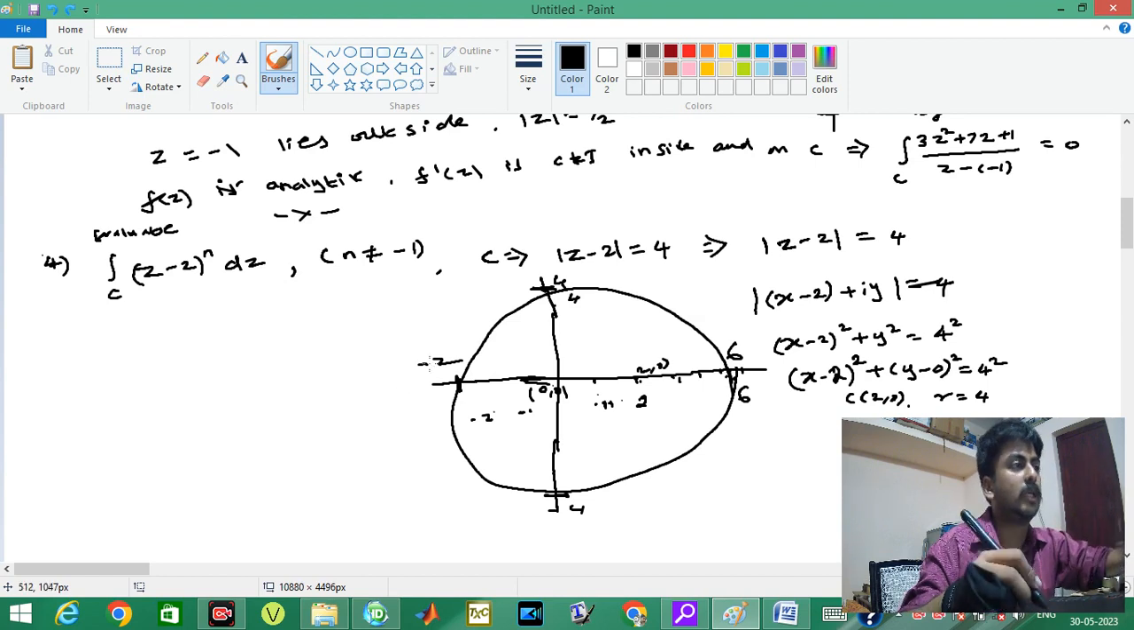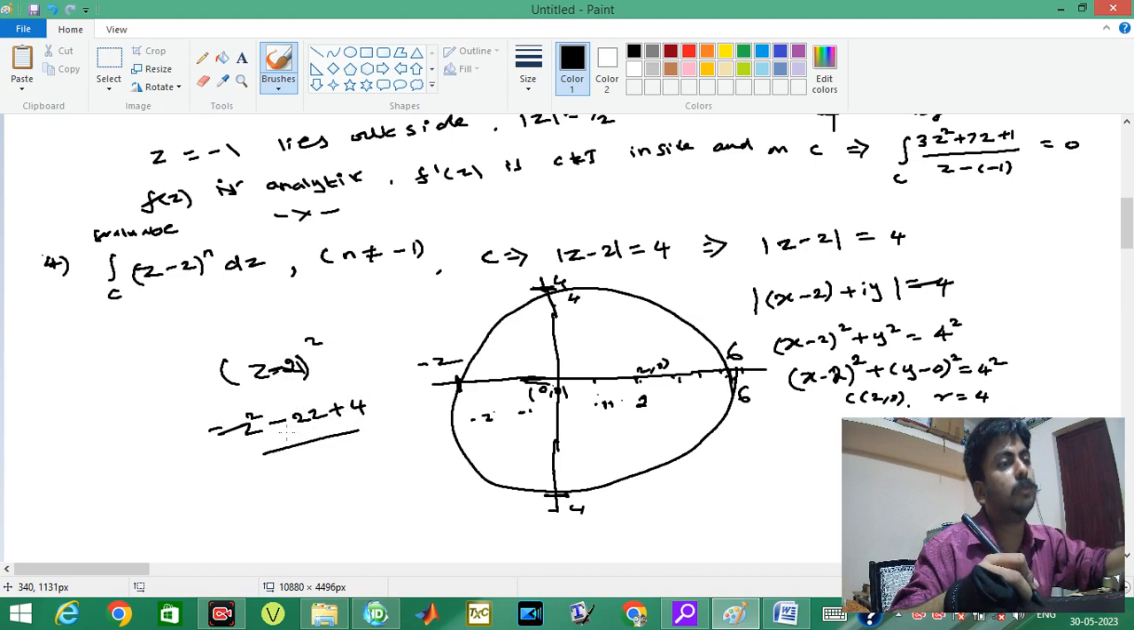At least if I put n equal to minus 2, I will get 1 divided by (z minus 2) whole square. If it is (z minus 2) whole square, I will get z square minus 4z plus 4. So the term will not become 0. Even if I put z equal to minus 2, minus 2 square is 4, 4 plus 4 is 8, 8 minus 4 will be 4, so it will not become 0.